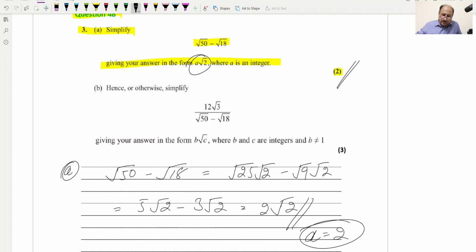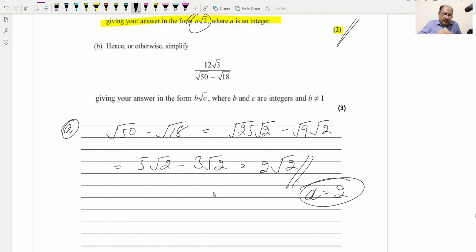If we compare this b part, hence or otherwise, simplify this. So denominator we have already simplified, which is 2 under root 2. So giving your answer in this format, where b and c are integers and b is not equal to 1. So we can solve b part. B part will be what?